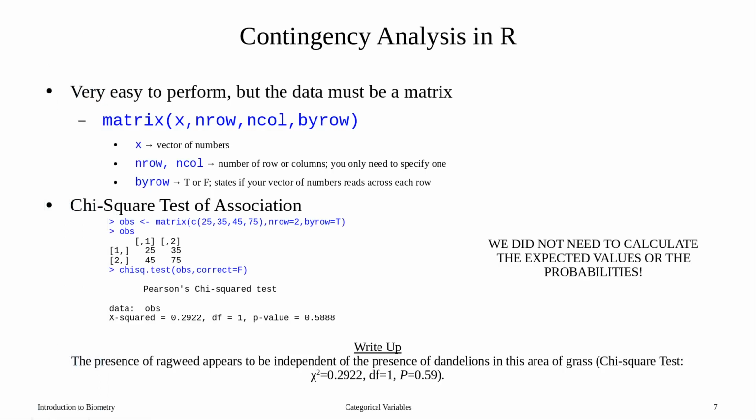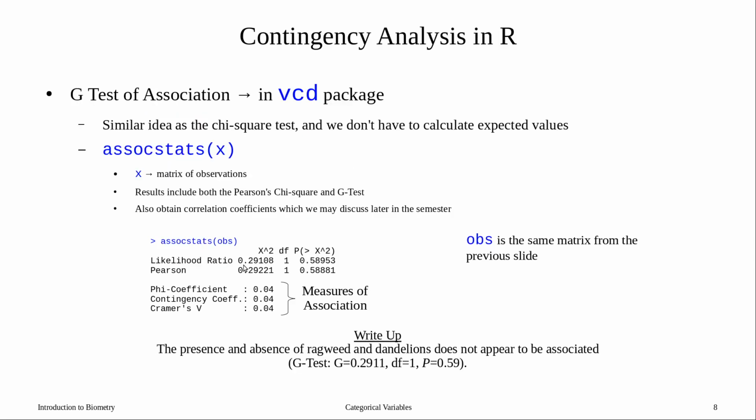So I have an example write-up, just like what I did in the R Markdown. So you can see it's not very difficult. If we have our data as a table or as a matrix, chi-square test will do it correctly.